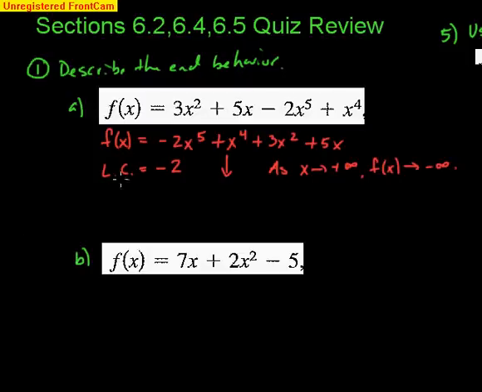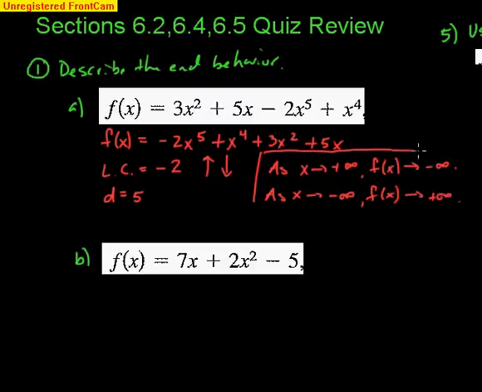Okay. And then we look at the degree. The degree is 5. 5 is odd. Your rule is if the degree is even, both sides match. Well, the degree is odd, so they do not match. So the left side goes up as x approaches negative infinity, f of x approaches positive infinity. Okay? And there's the end behavior for this function.